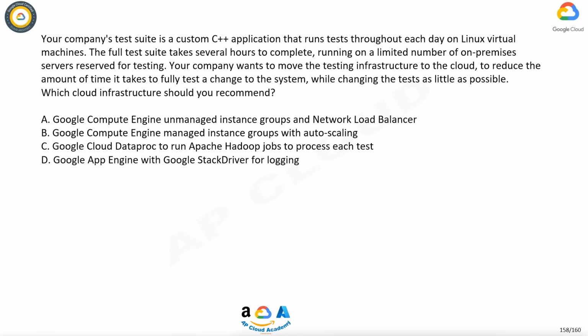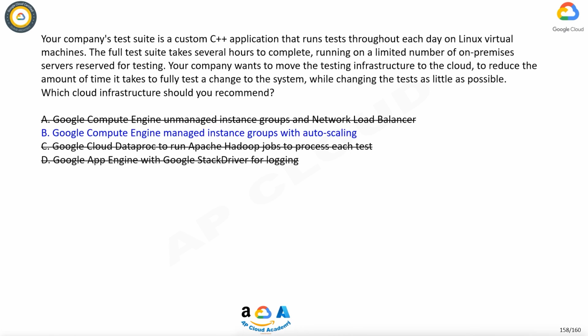A. Google Compute Engine Unmanaged Instance Groups and Network Load Balancer. B. Google Compute Engine Managed Instance Groups with Autoscaling. C. Google Cloud Dataproc to run Apache Hadoop jobs to process each test. D. Google App Engine with Google Stackdriver for logging. Correct answer, B. Google Compute Engine Managed Instance Groups with Autoscaling.